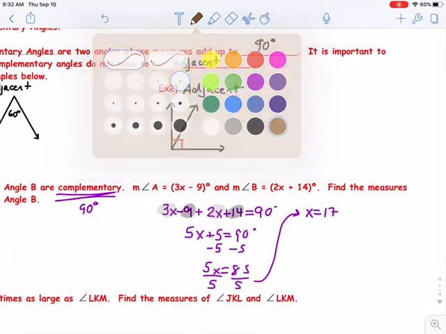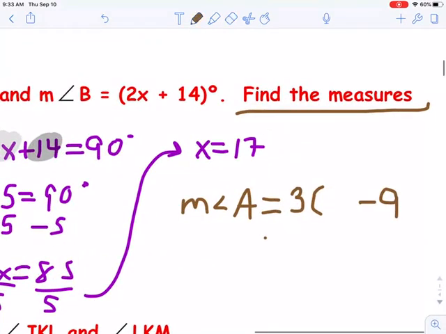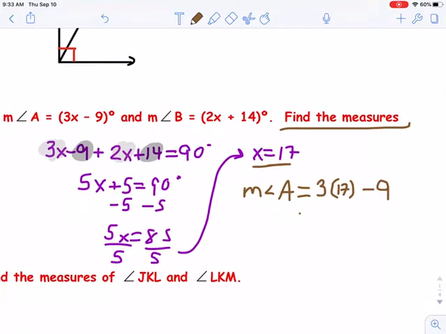Next part. Remember, we have to read the question. This is a skill to develop: read the question, answer it. It says find the measure of angle A and the measure of angle B. So all I'm going to do is plug in for x. I'm going to have 3 times 5 minus 9. Oh, timeout, not 5. Brain fart, 17. So embarrassed that I said that. x is 17, so I'm going to plug in 17 for x. 3 times 17 is 51, minus 9 equals 42 degrees.